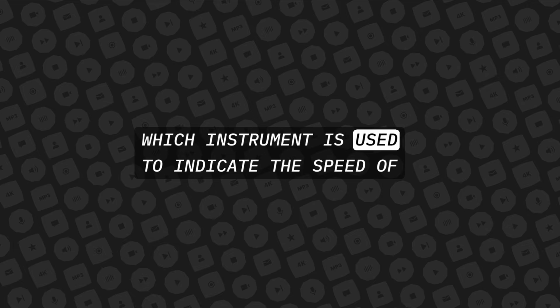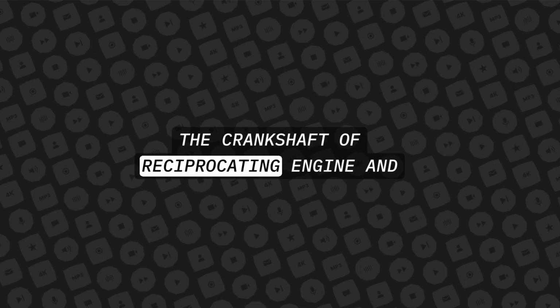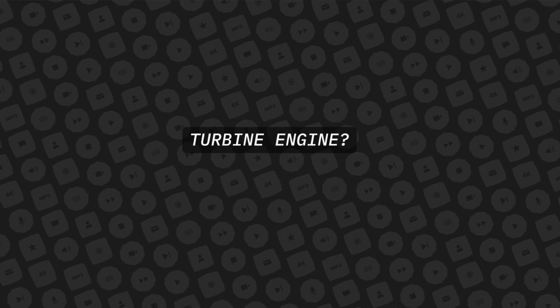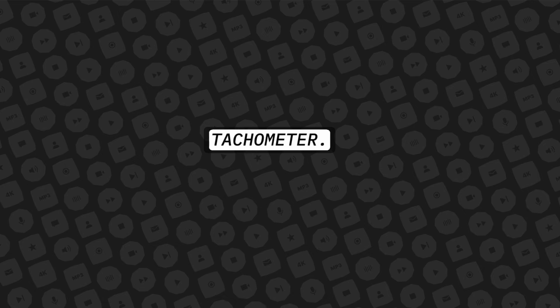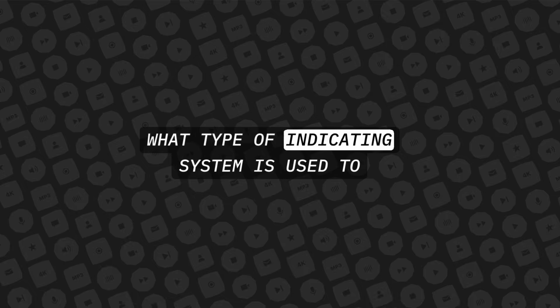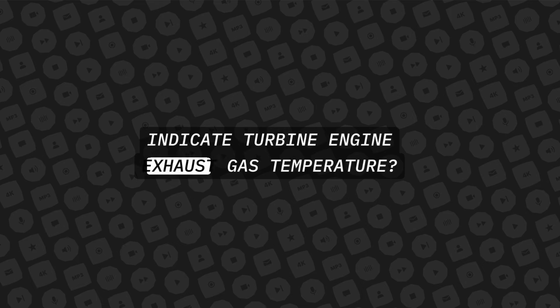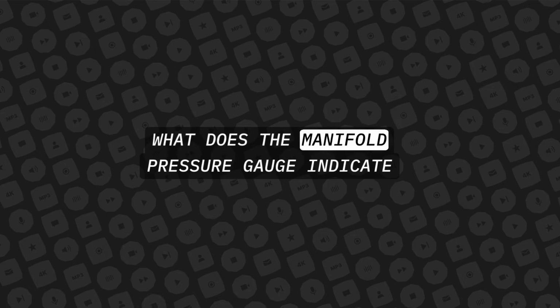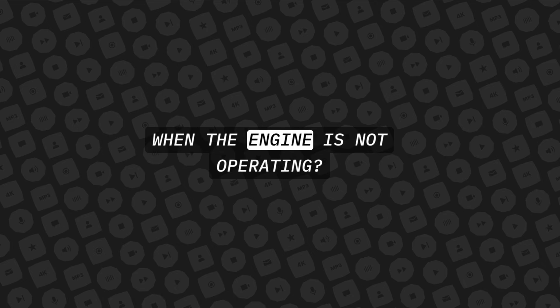Which instrument is used to indicate the speed of the crankshaft of a reciprocating engine and the speed of the main rotor assembly in a turbine engine? A tachometer. What type of indicating system is used to indicate turbine engine exhaust gas temperature? A thermocouple system.